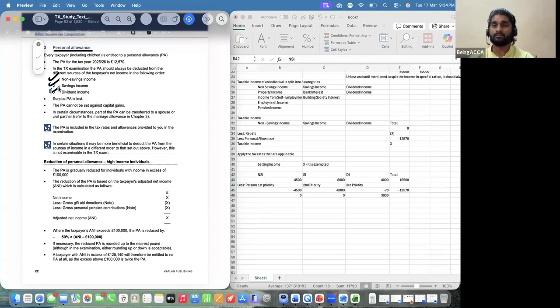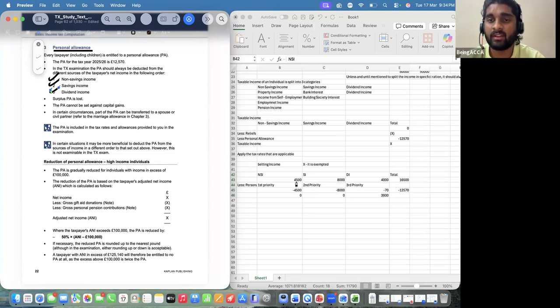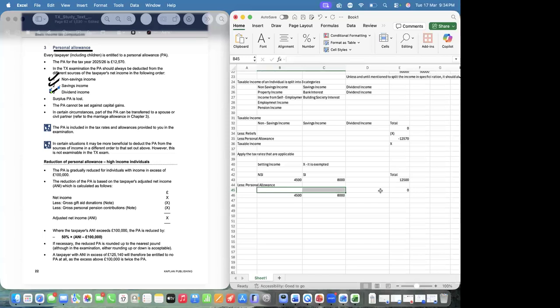Clear on that? Yes, sir. This is done. Now let's take an assumption. An income, let's delete off dividend income, and let's say we have only non-savings income and savings income. How much is that coming up to? 12,500, correct? Yes, sir.